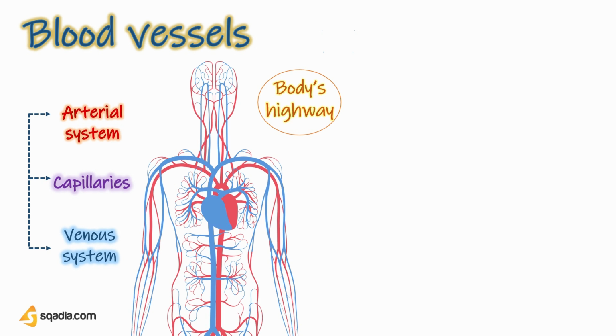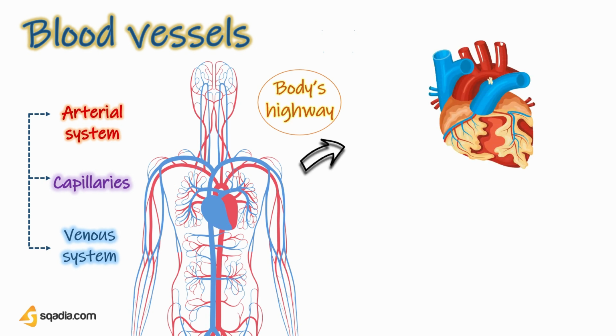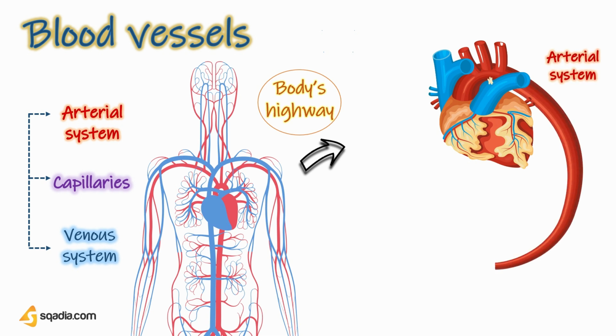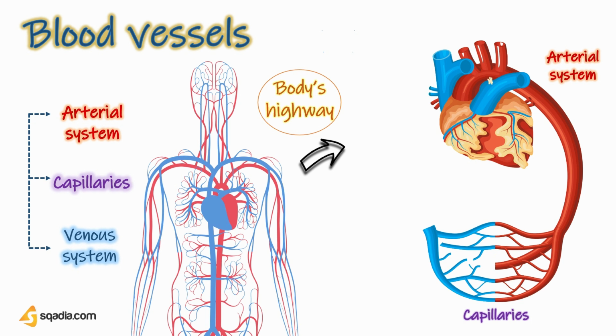The normal circulation of blood starts from the heart, which pumps blood to the arterial system. This system carries blood from the heart to the rest of the body. From there it enters the level of capillaries, where exchange of material takes place at the cellular level. And then from there it enters the venous system, which carries blood from the body back to the heart for the next circulation.